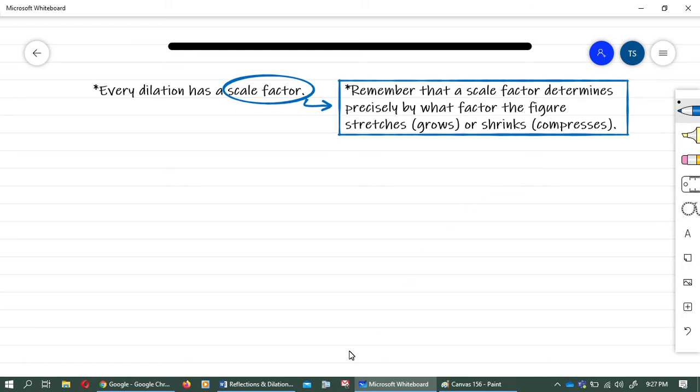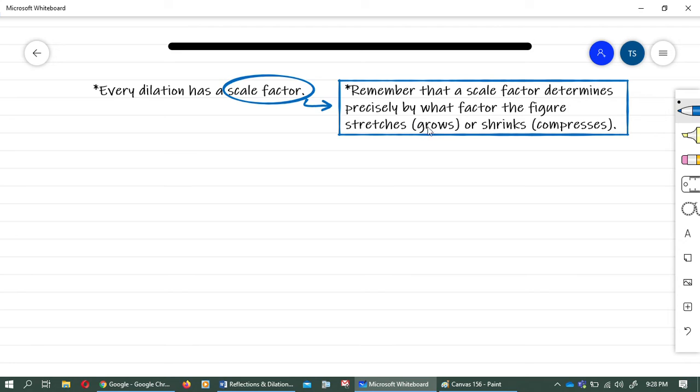Okay, so guys, before we look at a few examples with dilations, let me just point out that every dilation has a scale factor. Please remember that a scale factor determines precisely what factor the figure stretches or shrinks. It determines exactly, precisely by what factor the figure will stretch or shrink.